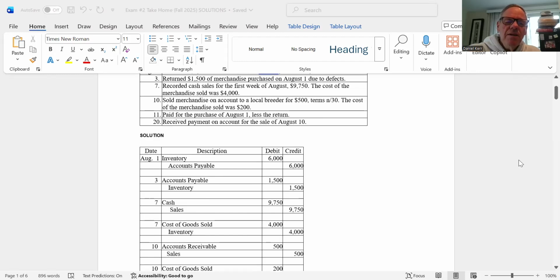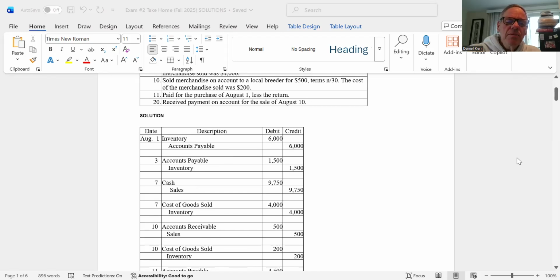So the first one is a debit to inventory and a credit to accounts payable, which is for the purchase of inventory. Next one is the purchase return, which is a debit to accounts payable and a credit to the inventory. Next one is a cash sale, so a debit to cash, a credit to sales, and the sales was for $9,750, but you got to also record the cost of the sale. So you're using a perpetual system, so it's a debit to cost of goods sold and a credit to inventory.